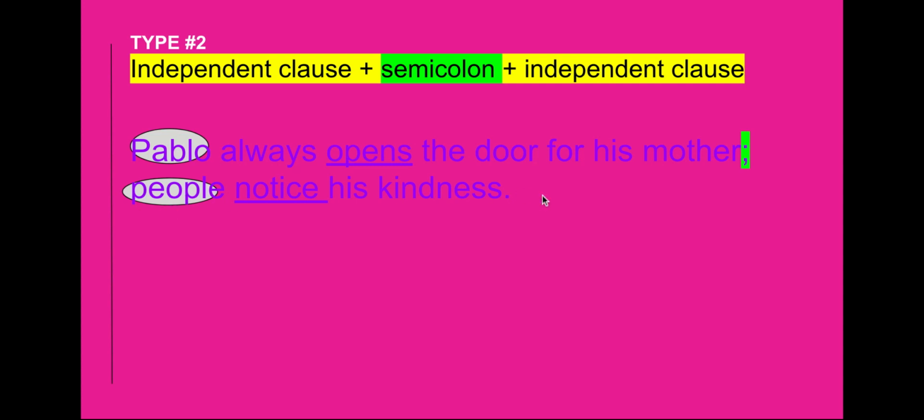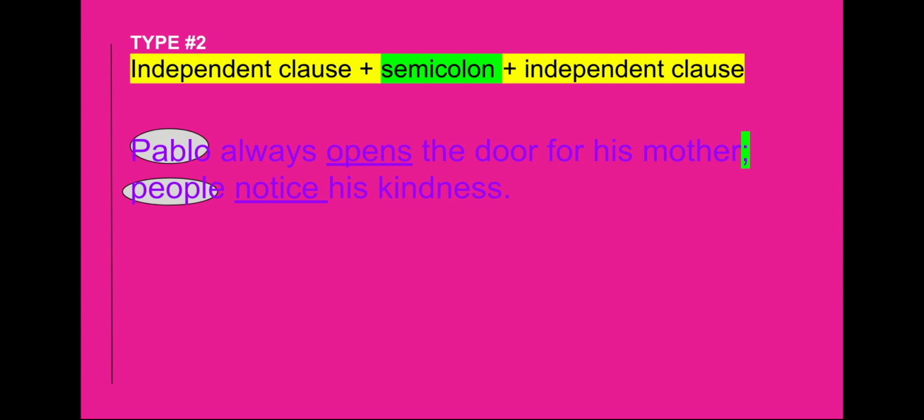I want to build on this idea. So, people notice his kindness. People is my subject. Notice is the verb. His kindness completes the thought. People notice his kindness. I could put a period here, and that would be a sentence that could stand completely on its own. However, I want to keep these two sentences together because they are similar in topic.